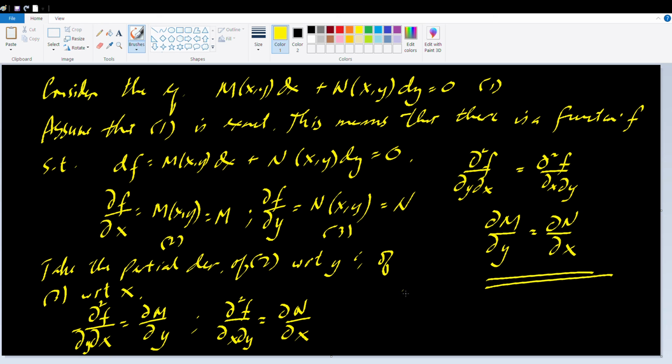What we are going to show in the next slide is that if the condition partial of M with respect to y is equal to partial of N with respect to x holds, then the given equation is exact. What we have shown here is that if equation 1 is exact, it follows that the partial of M with respect to y is equal to the partial of N with respect to x. But what we want to show is that if this condition is satisfied for the given equation, then the given equation is an exact equation.